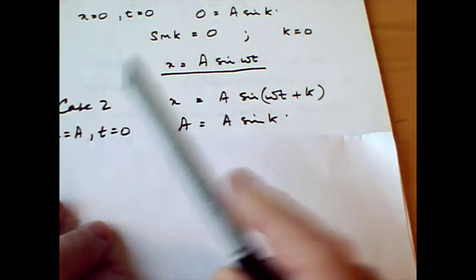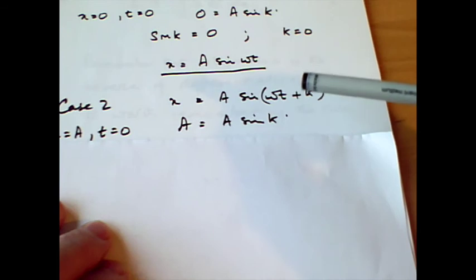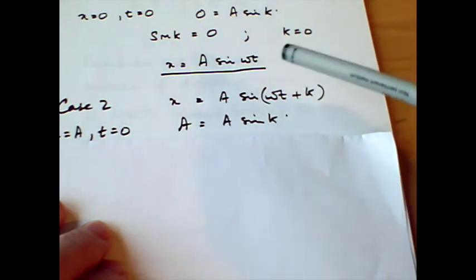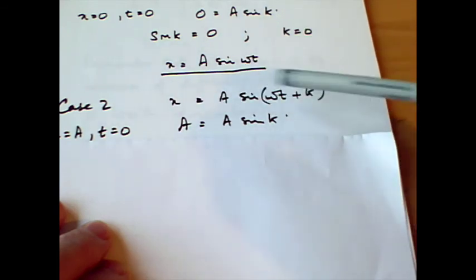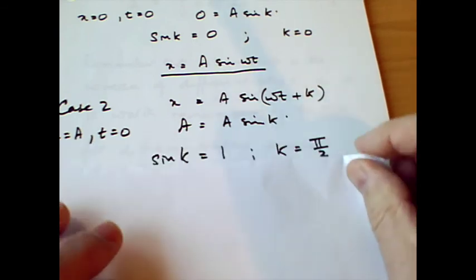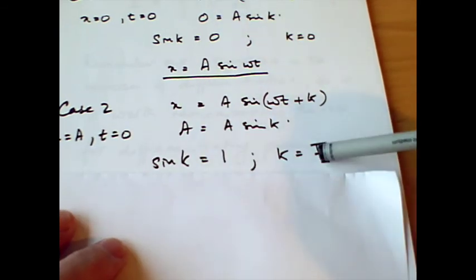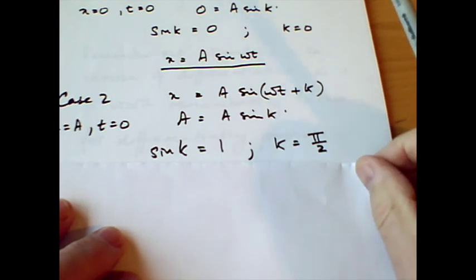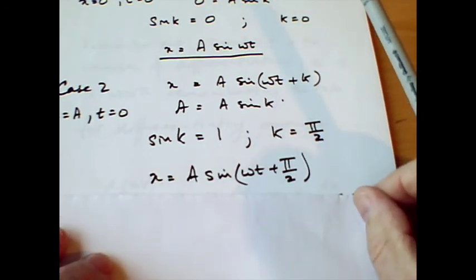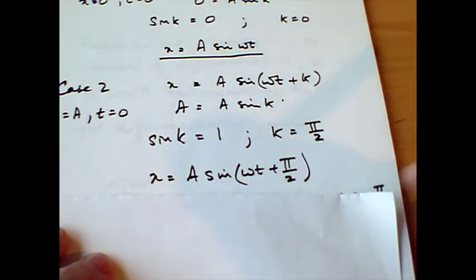Case 2, there's our general solution. We're going to start timing x is a when t is 0. We'll start timing from the end of the swing. So when we do this, a is equal to a sine 0 plus k. Sine k is 1, and k is pi by 2 radians, 90 degrees. That's going to give us this result, omega t plus pi by 2.